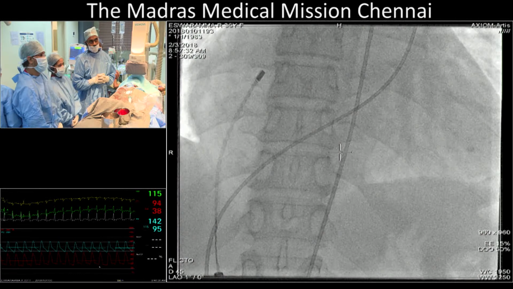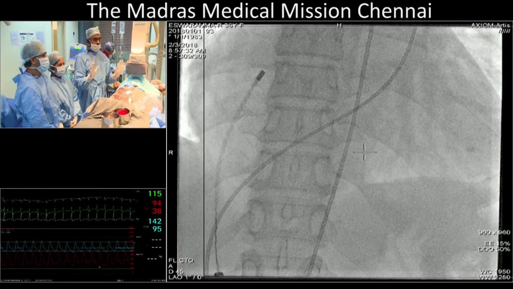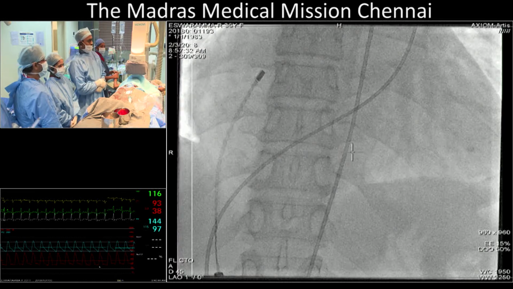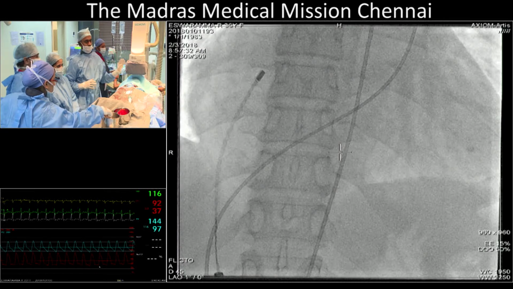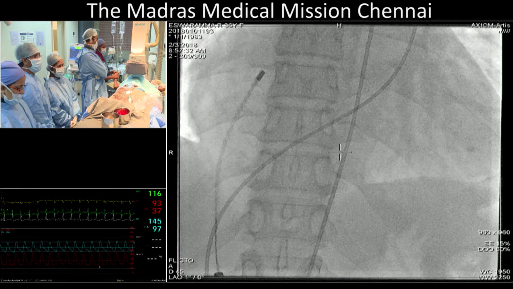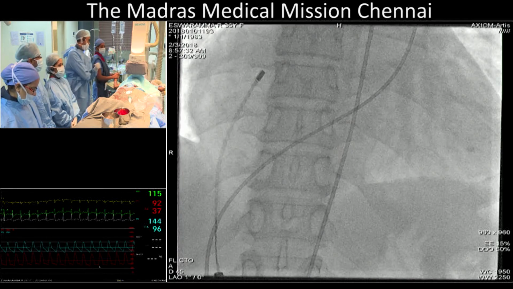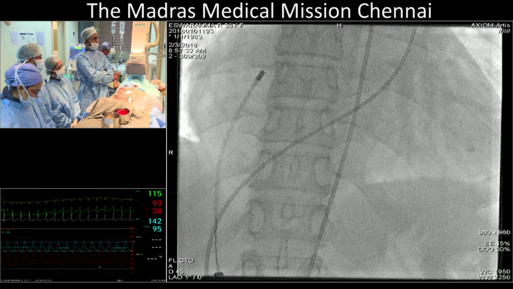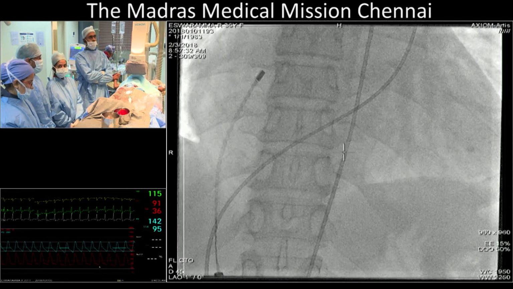Is the patient on a ventilator or spontaneously breathing? Spontaneous breathing. She's just on mask oxygen. Okay, she's fully conscious, fully breathing on her own, listening to our conversation. Okay, relax. So there we are, 100% oxygen treatment.